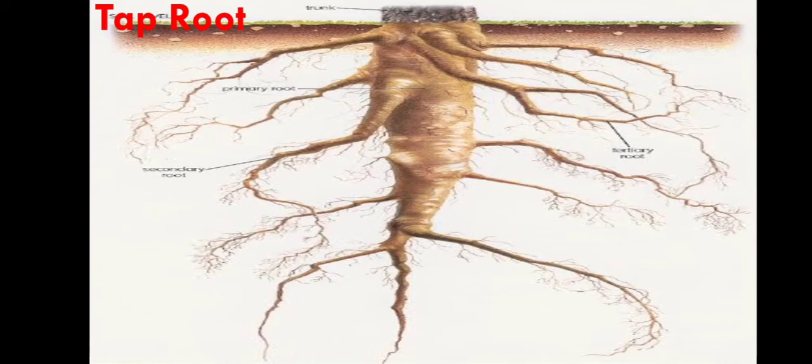In the case of some plants, several small and thin roots grow from the main big root. Such roots are called tap root. You can see this. There is one big primary root, and there are so many small roots coming from this main root. This type of root is called tap root. Examples: rose, hibiscus, bean, mango tree, carrot, radish, etc.